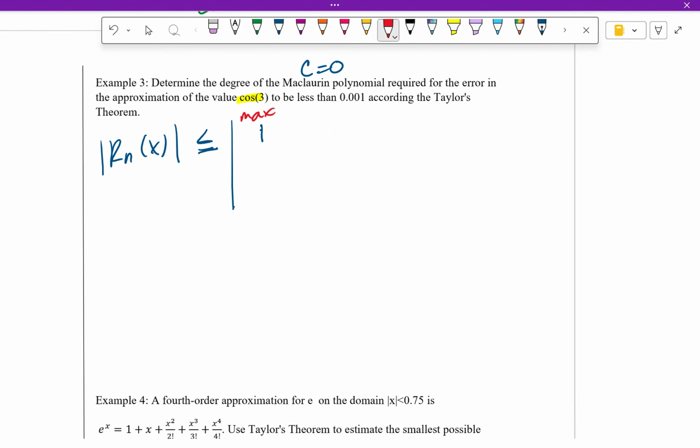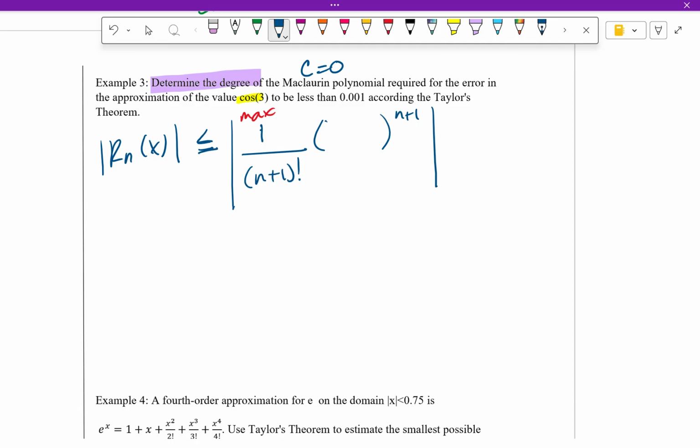Did they give us an n value? 0.001. Is that an n value? An n value is some kind of exponent. Well, they're actually making us find that, right? Because they're saying determine the degree. So I don't know what the degree is. So I don't know what n plus 1 factorial is, and I don't know what my n plus 1 exponent is here. But I do know other information.